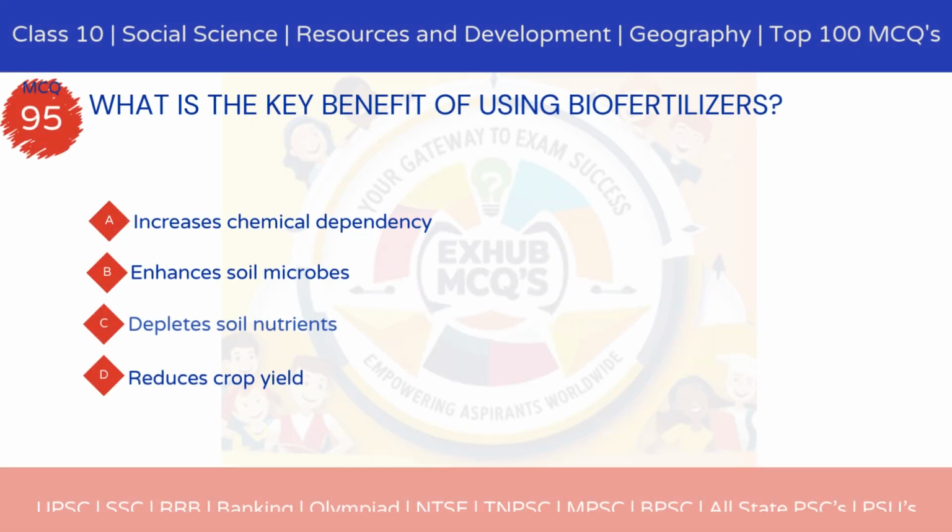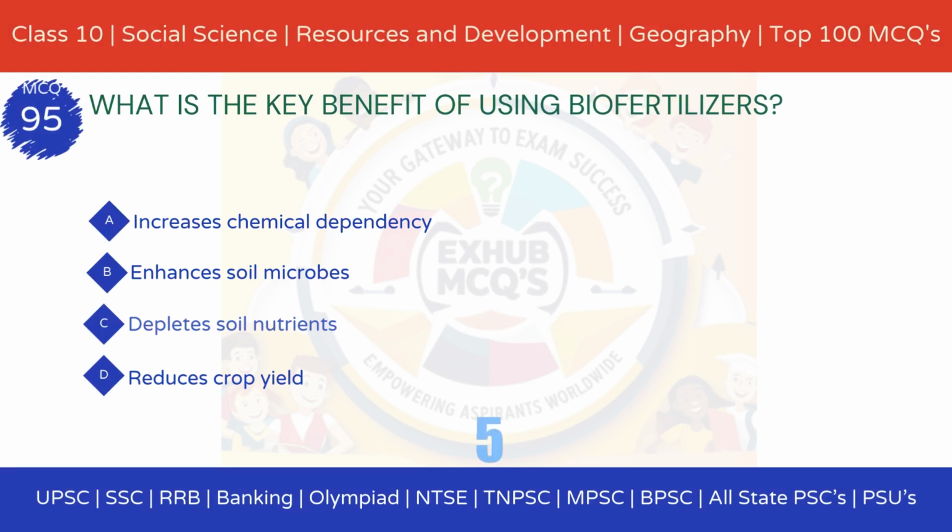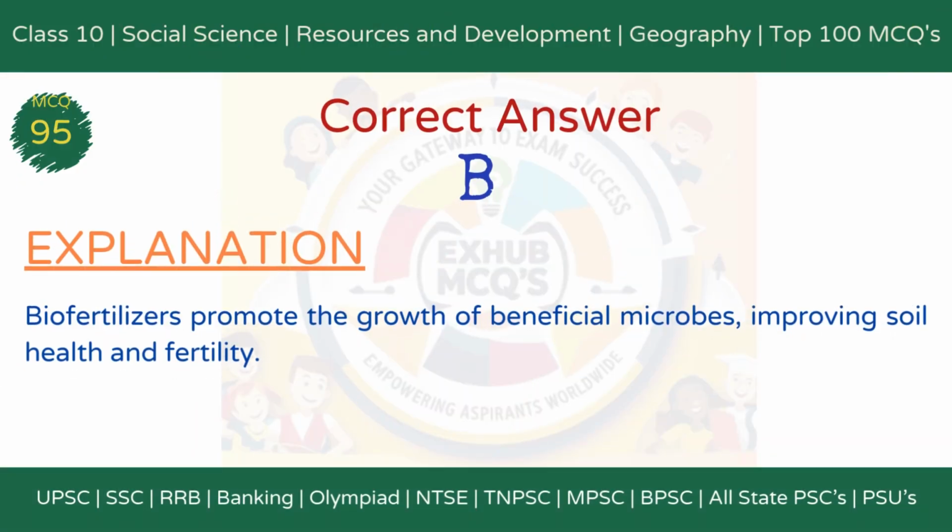MCQ 95. What is the key benefit of using biofertilizers? Option A, increases chemical dependency. Option B, enhances soil microbes. Option C, depletes soil nutrients. Option D, reduces crop yield. The correct answer is option B, enhances soil microbes. Explanation. Biofertilizers promote the growth of beneficial microbes, improving soil health and fertility.